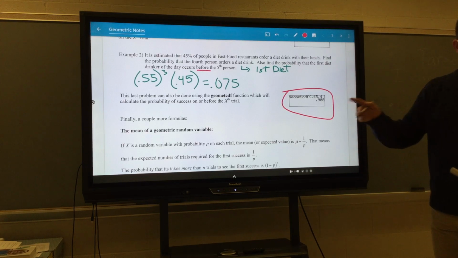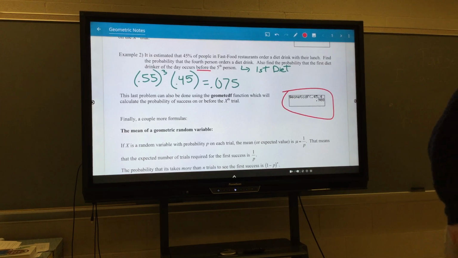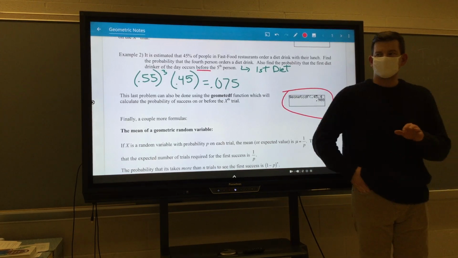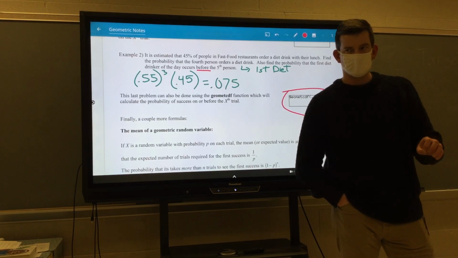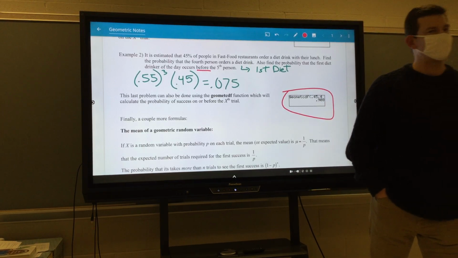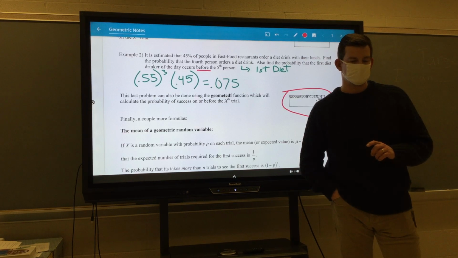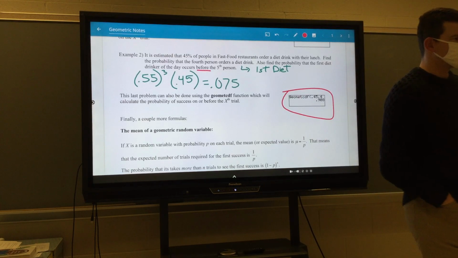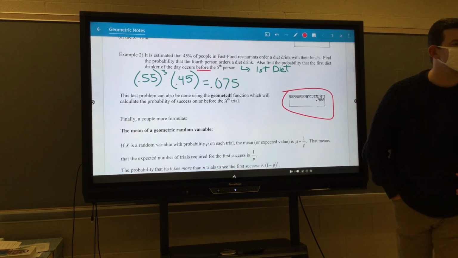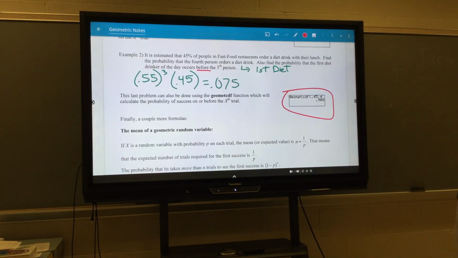Now, I also want to show you GeoGebra. And I will admit that as easy as GeoGebra was for binomial problems, and I was really kind of pushing that last week for you, for geometric, it is not as nice. In fact, I would probably recommend the calculator, or in these cases, just doing it by hand for some of these problems. But I do want to show you GeoGebra real quickly.